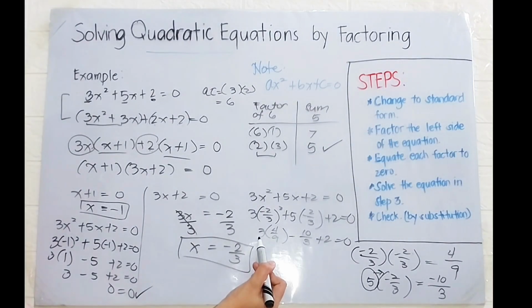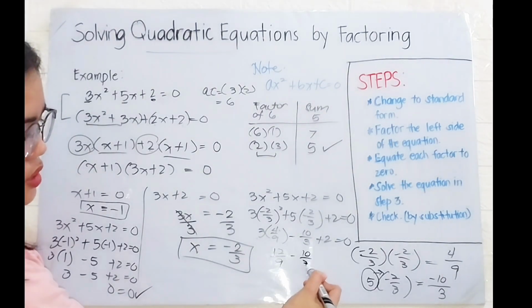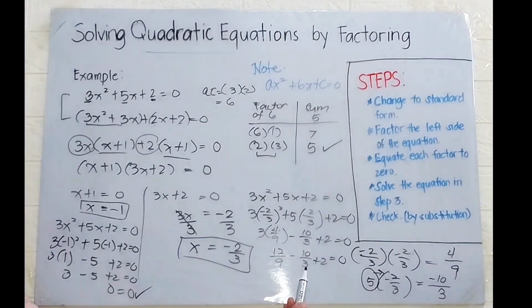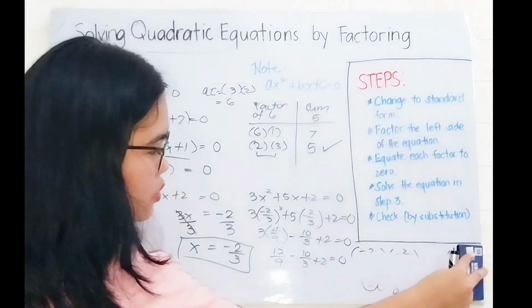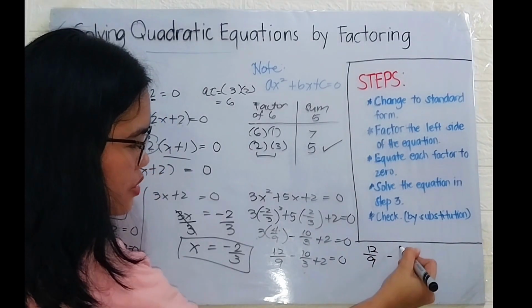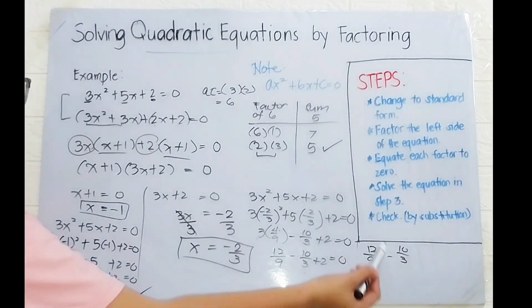Katulad dito, 3 times 4 over 9, whole number multiplied by the numerator. 3 times 4, 12 over 9 minus 10 over 3 plus 2 is equals to 0. Note, we are not allowed to subtract or add fractions with different denominators. What will you do? 12 over 9 minus 10 over 3. As you can see, we can lowest term 12 over 9.